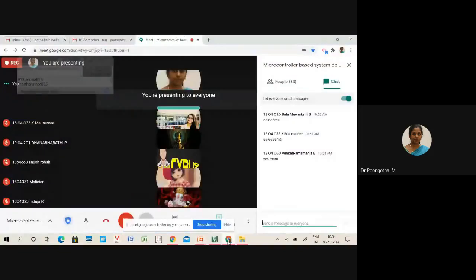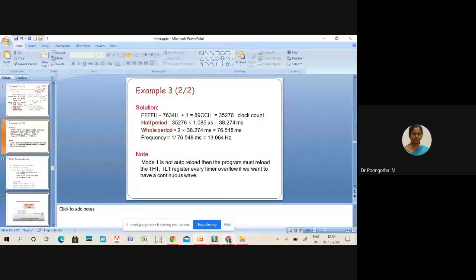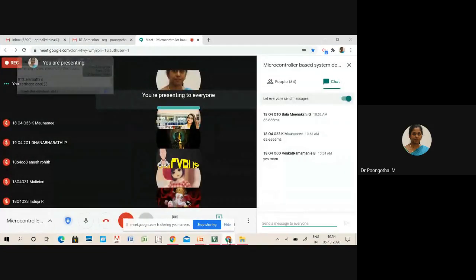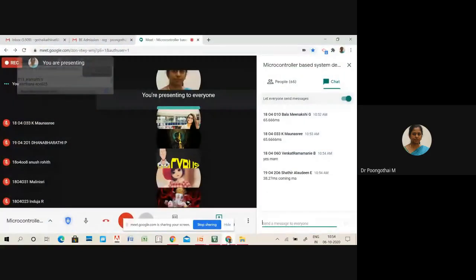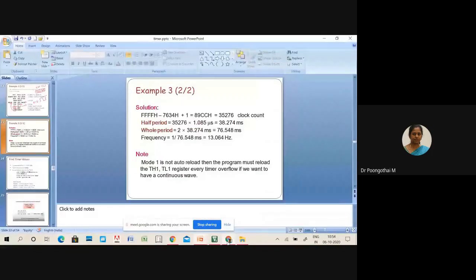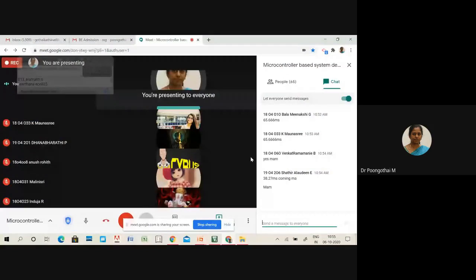38.274 here, 65.66 there. So there is a difference in the calculation. 7634 plus 1. So which one is correct? Please tell me. 38.27 millisecond is coming, ma'am. That is the correct answer. Bala Meenakshi and Manushree, please check your answers.